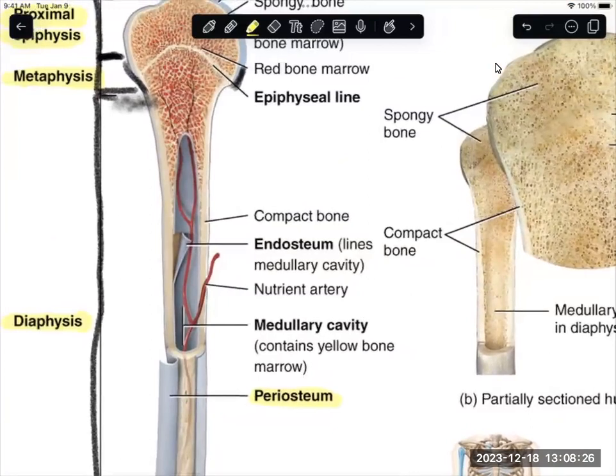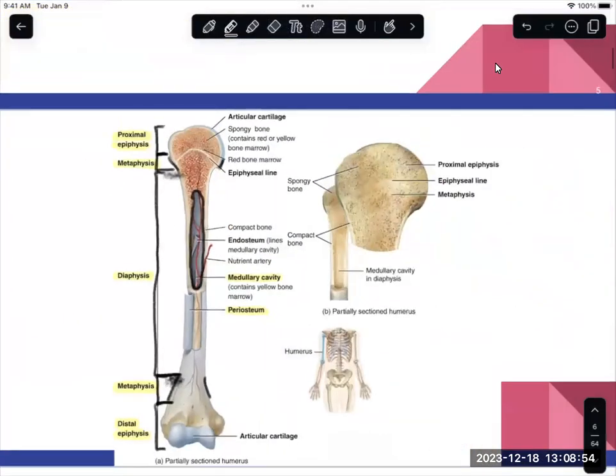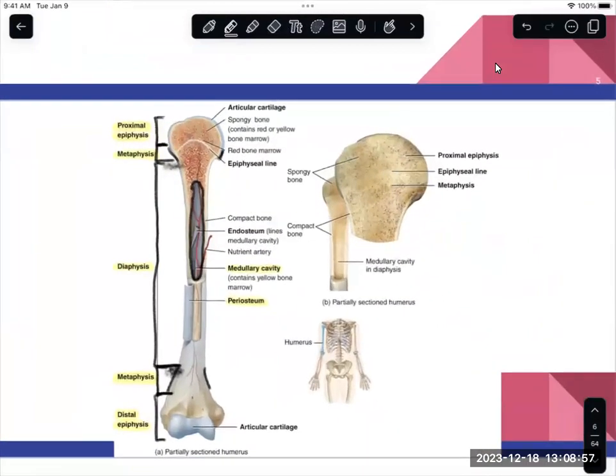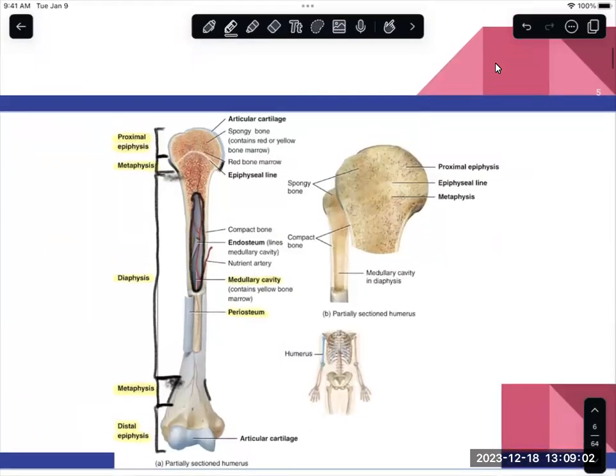We have this medullary cavity. Inside, our long bones are hollow. So we have this large opening inside of the diaphysis of our long bone, because we have blood supply that goes through there. We have blood vessels, we're going to have nerves, and maybe some yellow bone marrow in there.